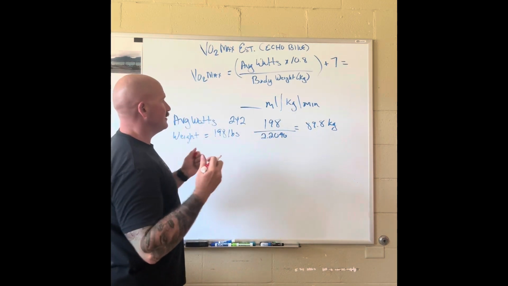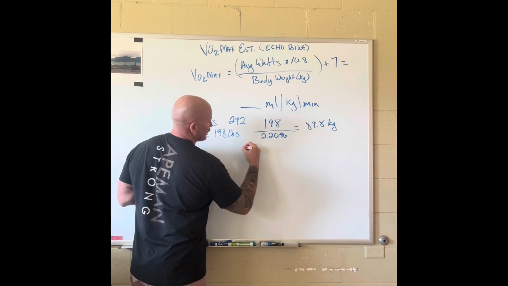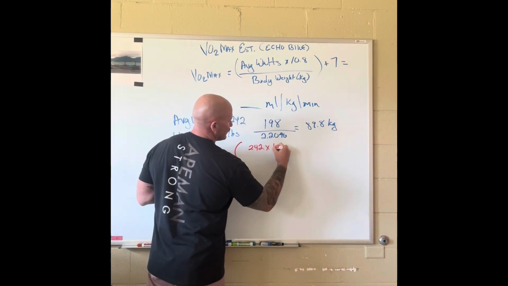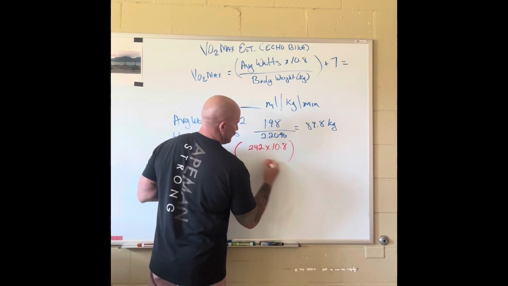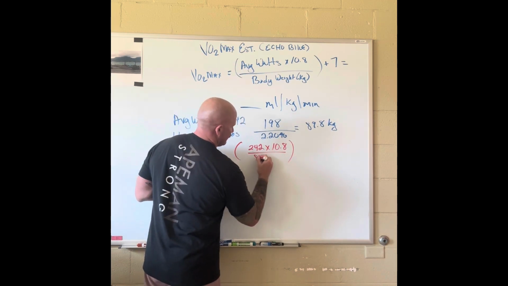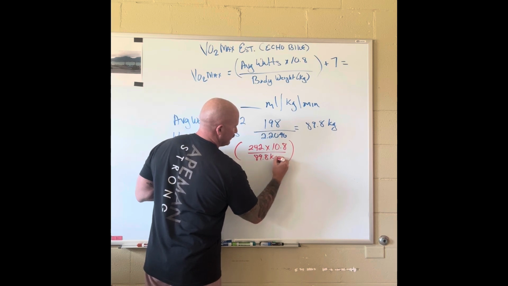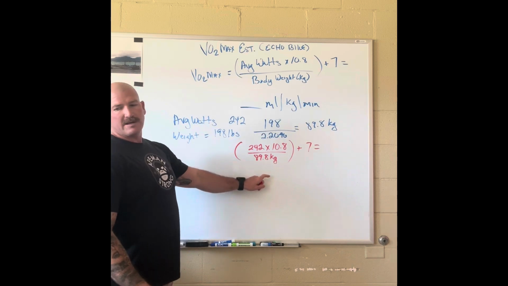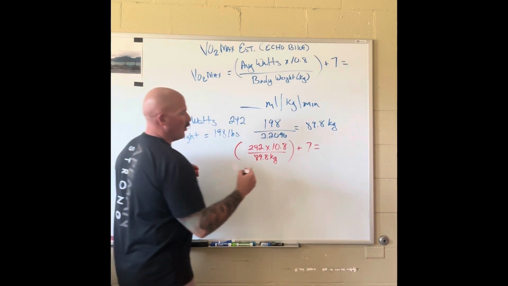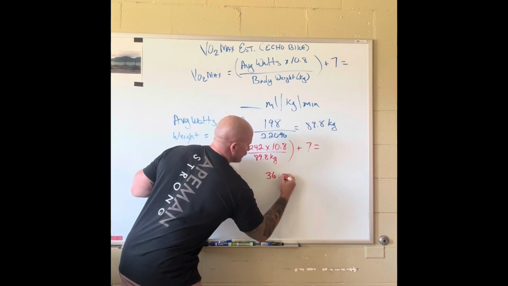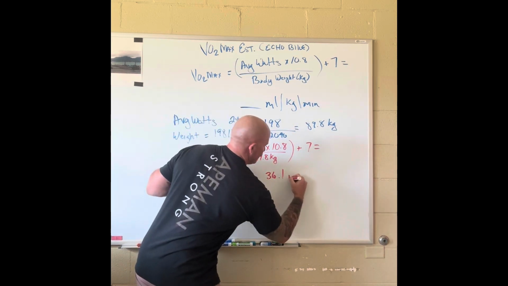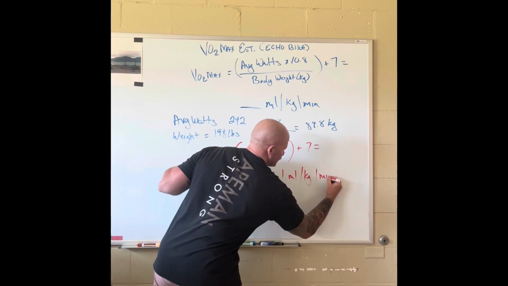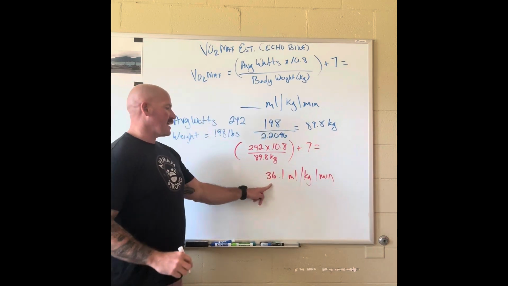So plugging all this in, average watts, 242 times 10.8 divided by 89.8 kg plus 7. So this right here is going to be an overall of 36.1 ml/kg/min. This is his estimate.